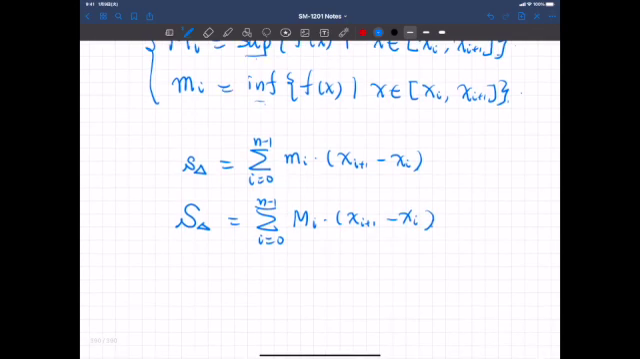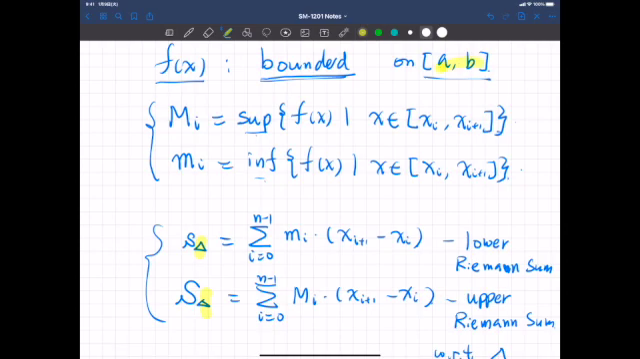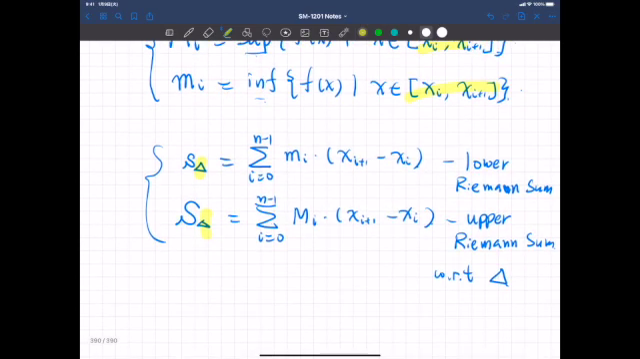Okay, and the first one is called the lower Riemann sum. And the second one is called the upper Riemann sum, with respect to partition delta. So delta appears here. These two sums depend on how we partition this interval. So if we choose different partitions, then the values of these sums will be different.